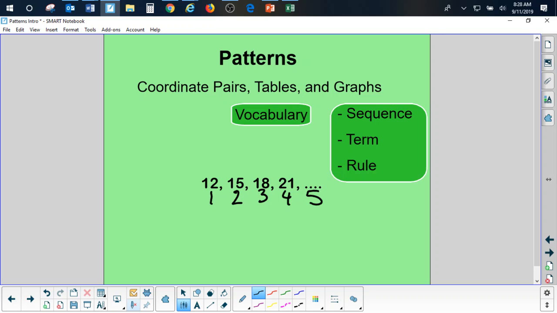And in order to find that fifth term, we would use a rule or a pattern. So we'd see what's happening between each number and continue that rule or that pattern. It should be the same thing or close to the same thing every time, and it should make sense.